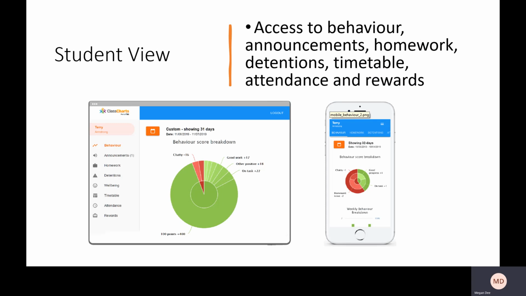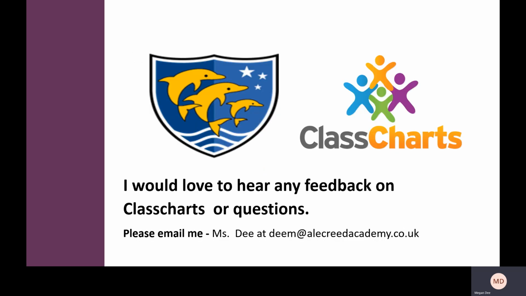Students also have their own login to Class Charts, so they can also check the same information that parents can check. They can look at their behavior, announcements, homework, detentions, their timetable, and they can look at the rewards that they might want to purchase using their achievement points.